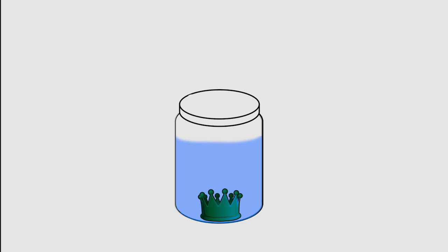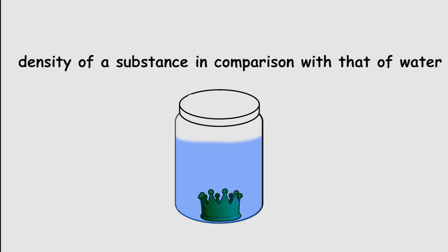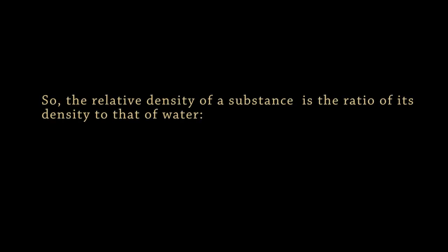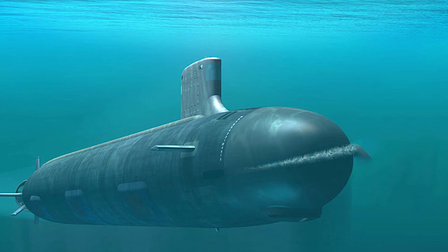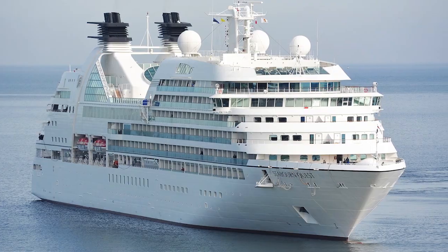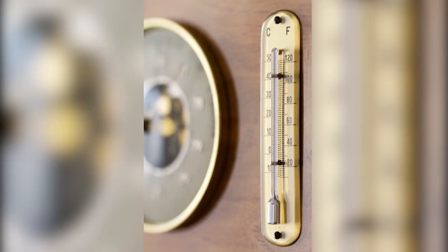It is often convenient to express the density of a substance in comparison with that of water. So, the relative density of a substance is the ratio of its density to that of water. Relative density is equal to the density of a substance divided by the density of water. Can you think of some day-to-day application of Archimedes' principle around you?